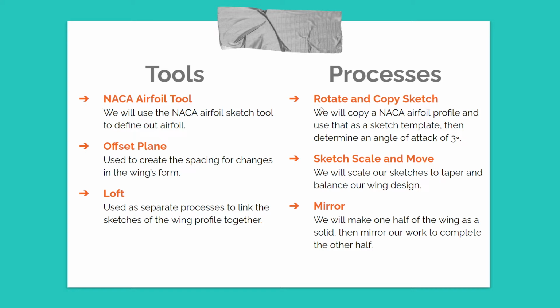And we'll be going for an angle of attack of about 3 degrees. We're going to be scaling and moving our sketches around to create that wing profile, and we'll only be making half of our wing. So in this case, I'll be making the left wing, and we're going to mirror that wing after it's done to create the full profile of the wing, okay? And this will involve a little bit of custom sketching to begin with, and then we'll move into using the NACA profile as well.